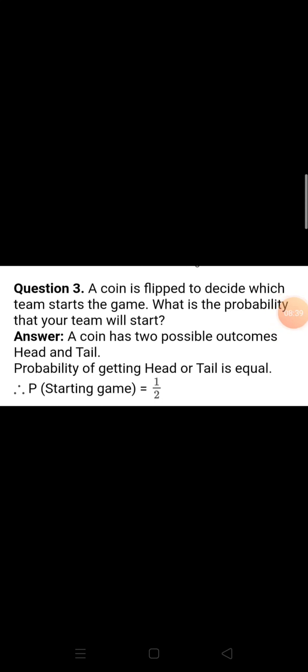Next is question number 3. A coin is flipped to decide which team starts the game, and what is the probability that your team will start? So if a coin is tossed, there can be only 2 outcomes, either head comes or tail comes. So the probability of getting head and tail is equally 1 upon 2, because head is 1 time and tail is also 1 time, but how many total sides are there? 2. So the probability is 1 upon 2.